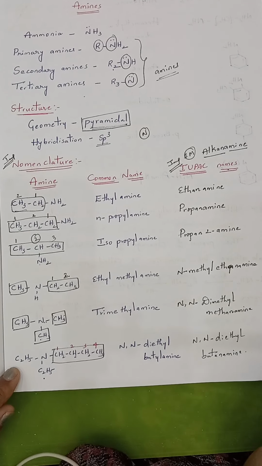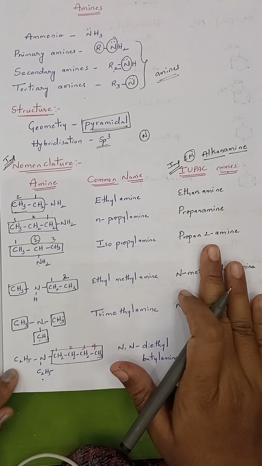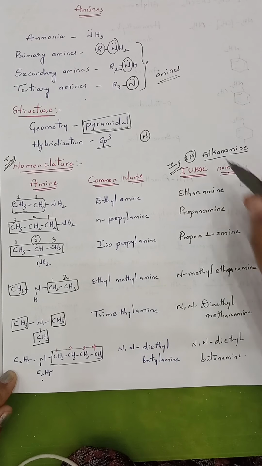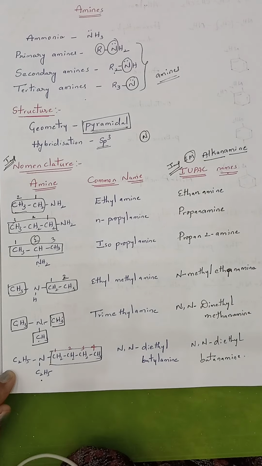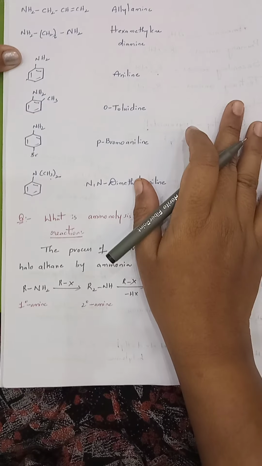Okay, like that we can write names for different types of aliphatic amines. Remember, IUPAC names are very much important for 1 mark. That's why I have explained here. Only IUPAC names. You concentrate on this. Now we'll write names for a few other amines.